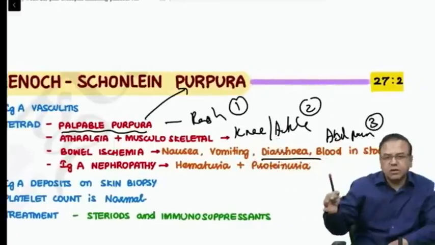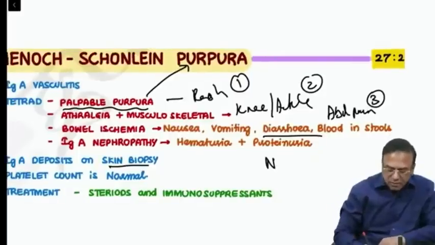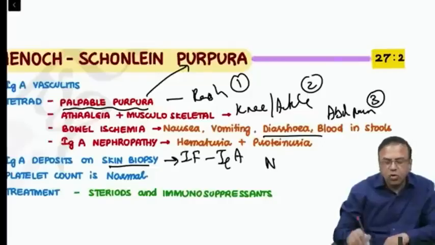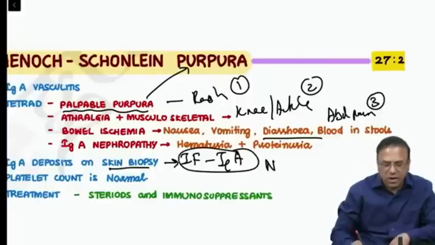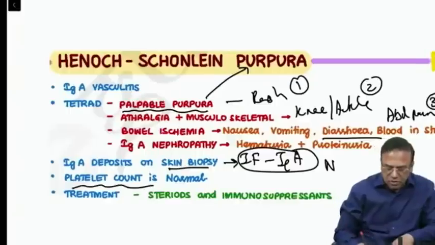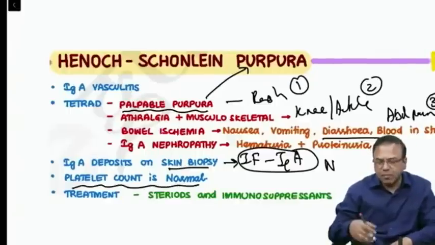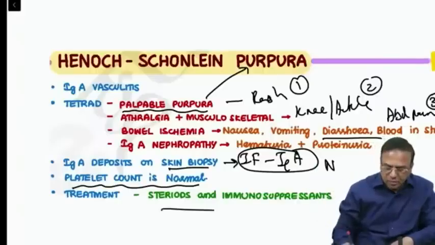What's the next investigation? This is HSP, and the next investigation that you should do is skin biopsy. If the skin biopsy immunofluorescence shows IgA deposits, you got the diagnosis of HSP. That is how you would make the diagnosis of this condition. Get a skin biopsy, IgA deposit you should show in immunofluorescence. The purpura here is not because of low platelet. Petechiae purpura can occur in thrombocytopenia, that is non-palpable. This is palpable purpura. Treatment is again steroids.